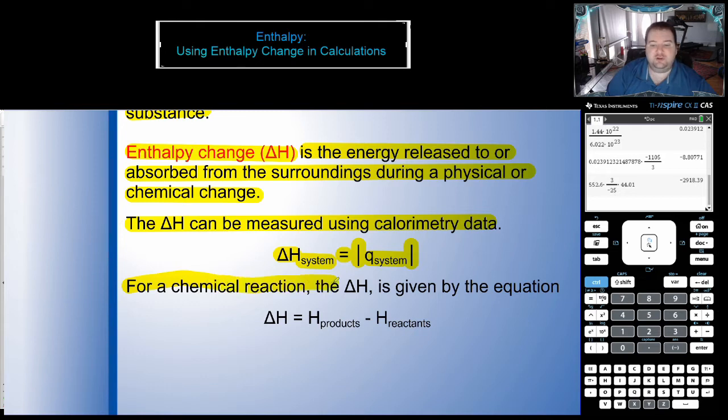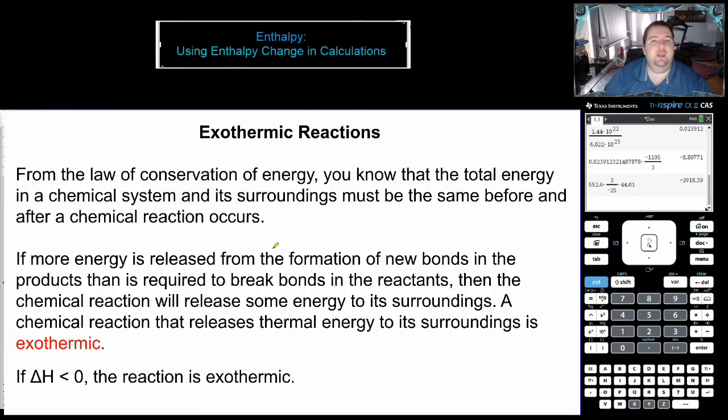For a chemical reaction, the change in enthalpy is given by this equation. The change in enthalpy is going to be equal to the enthalpy content of your products minus the enthalpy content of your reactants. And you can kind of think about it in terms of this: the differences in the energy contents of the bonds of your products and your reactants, that's going to be the change in enthalpy.